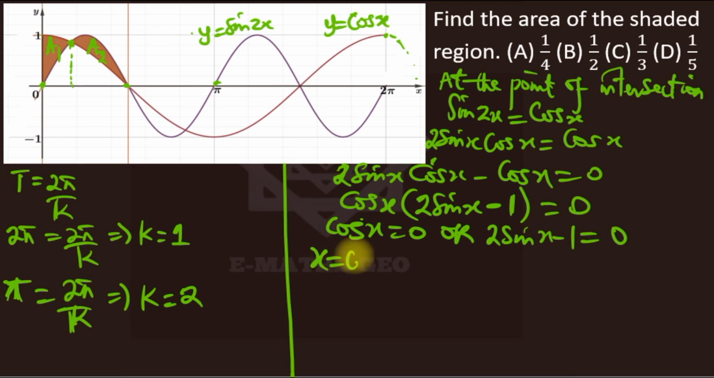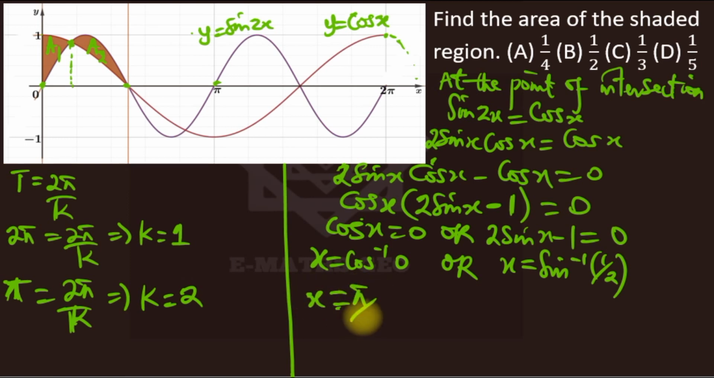It's now arc cos of 0. Here, making x the subject, x is now arc sine of half. The arc cos of 0 is either pi over 2, that is 90, or 3 pi over 2, which is 270. That's why we have here this pi over 2 and this is 3 pi over 2. Yes.